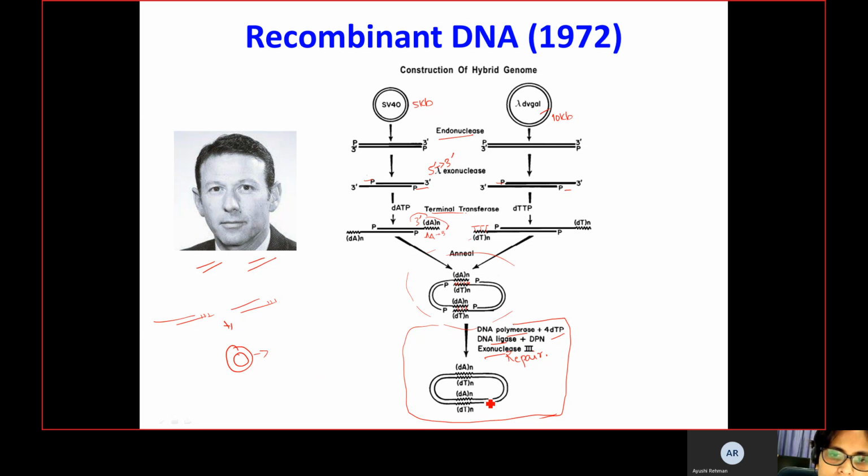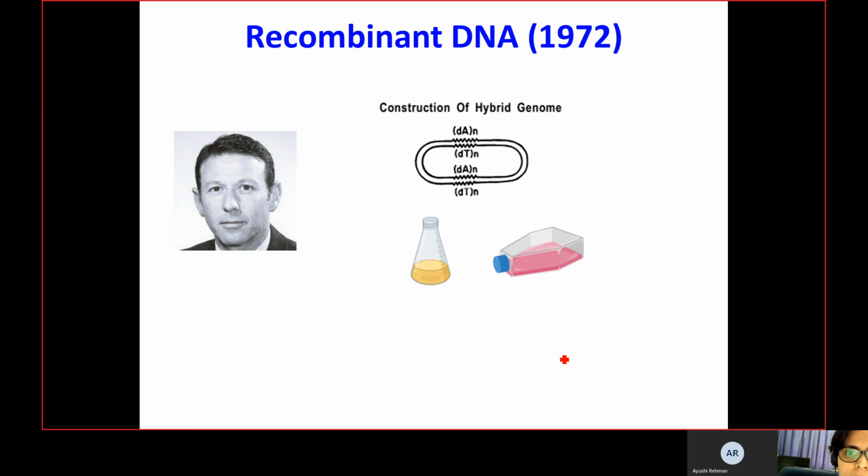So based on this work, he was able to successfully carry out construction of recombinant DNA, where he ligated SV40 with the E. coli DNA. Now, as I said, his main motto was to construct a hybrid genome and then transfect it into mammalian cells. He wanted to see if galactose can be expressed, and also he wanted to express it in bacteria to see if SV40 can be propagated in E. coli cells.